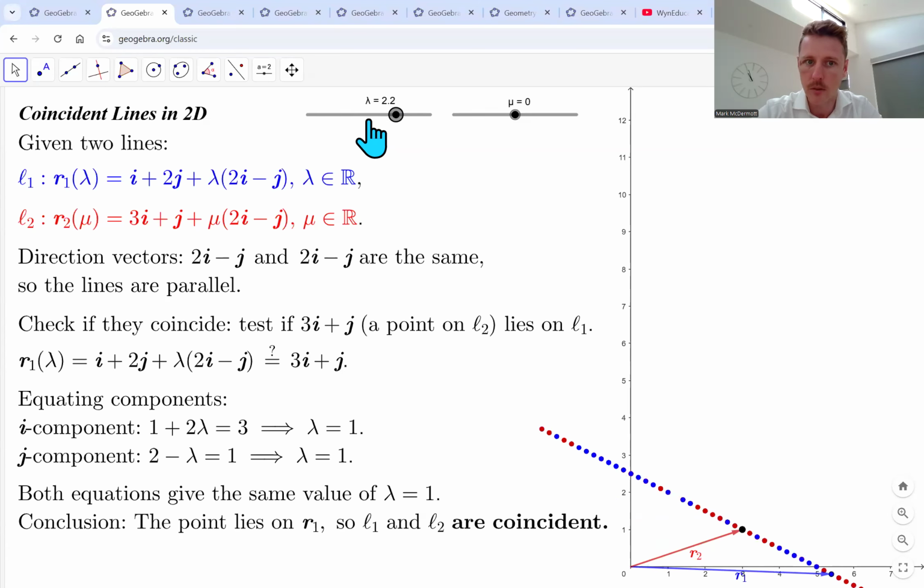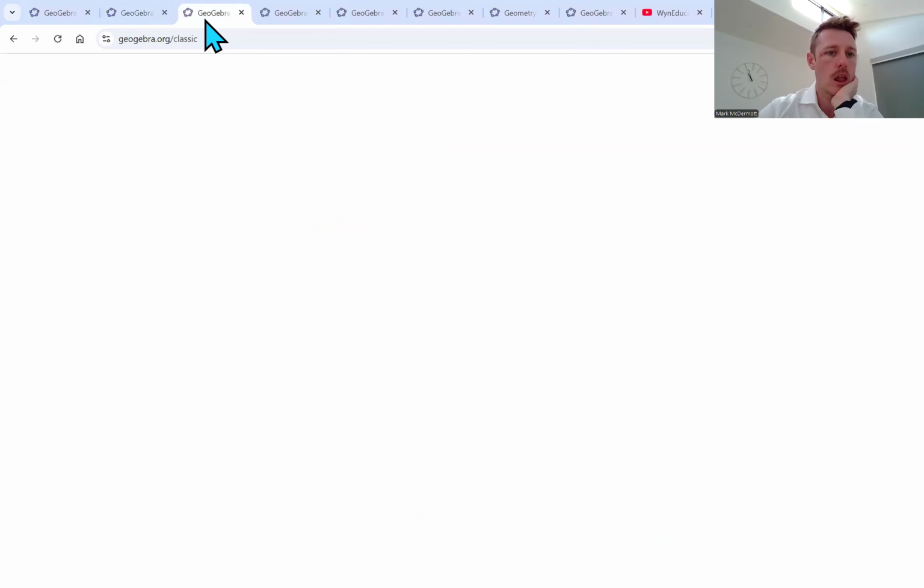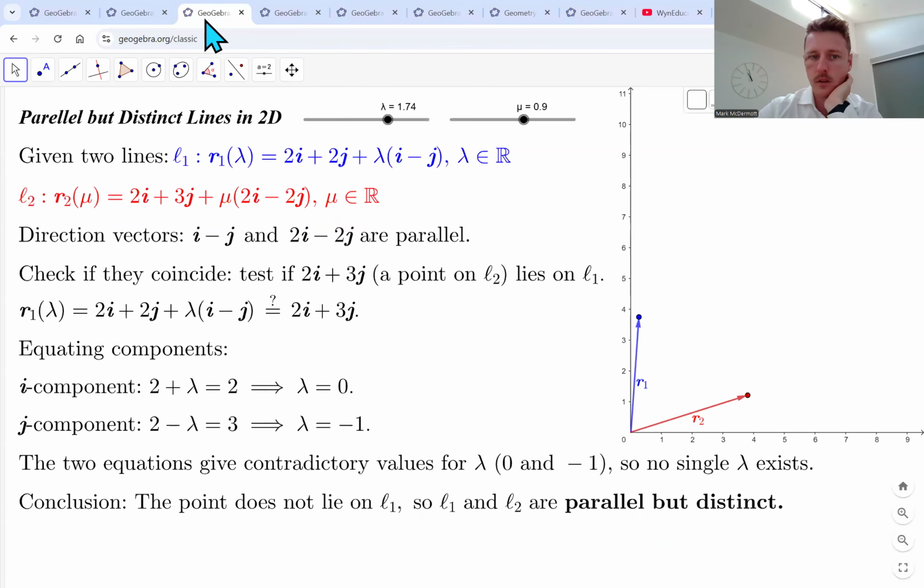We didn't have to check that point, but it was just sort of obvious that it was on L2, 3i plus j. So hopefully that's making a bit of sense. So that's coincident lines in two dimensions. All right, next thing we're going to look at is parallel but distinct lines in 2D.